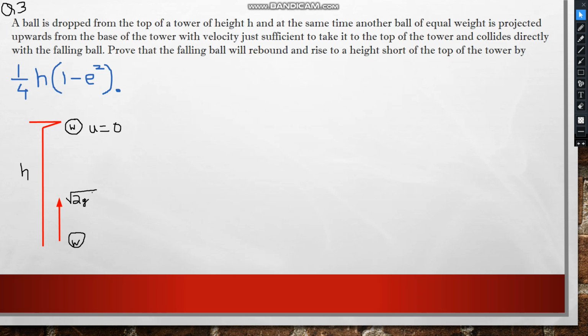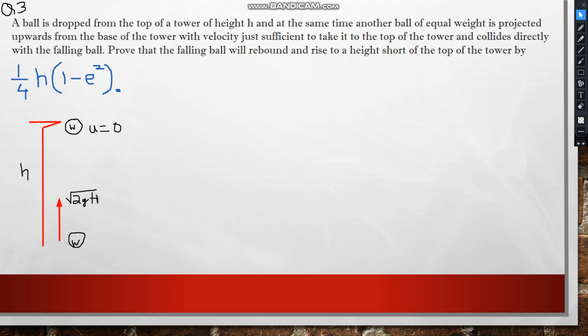This is from the work energy theorem. Here the potential energy will be mgh and the kinetic energy 0; here the kinetic energy will be half mv square and the potential energy 0. So half mv square is equal to mgh. So v square will be 2gh and v is root 2gh. This is our observation from here.